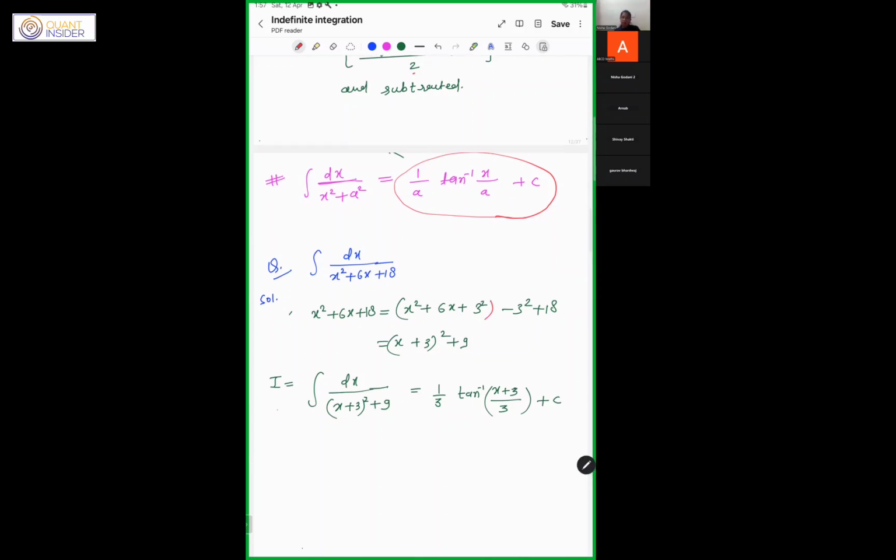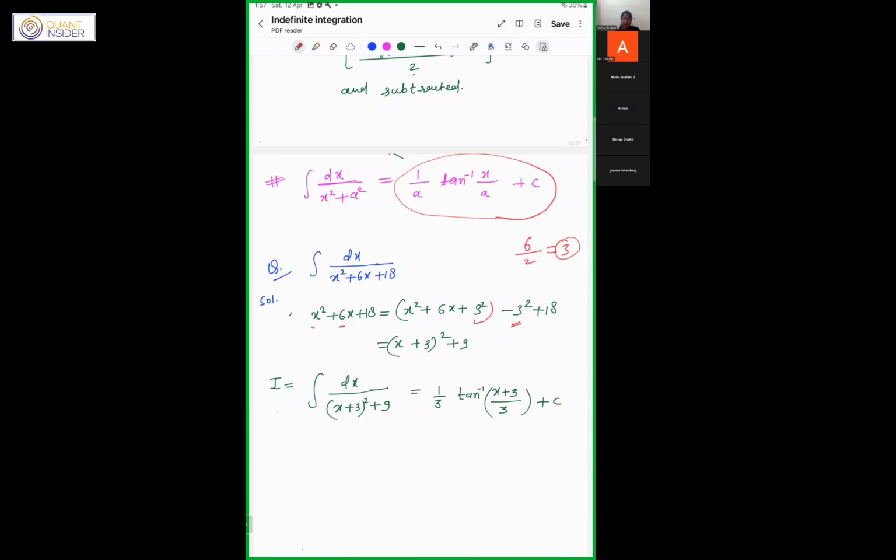Okay, Arnav. I told you that if the coefficient of x square is 1, what you have to do is take half of the coefficient of x. The coefficient of x is 6 here, and 6 by 2 is 3. Now what will you do? You will add the square of this 3, and you will subtract the square of 3. Why 3? Because 3 is half of the coefficient of x. So you are adding 3 square and subtracting 3 square.